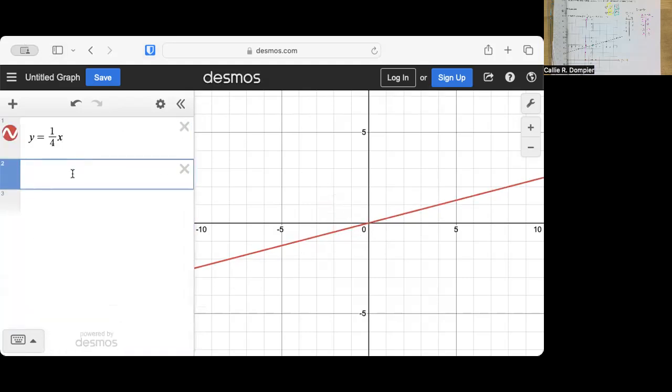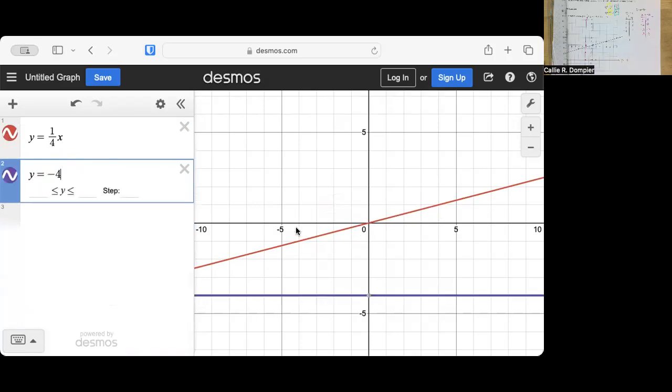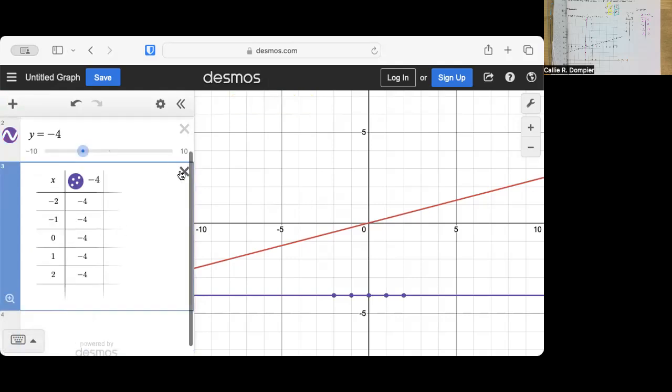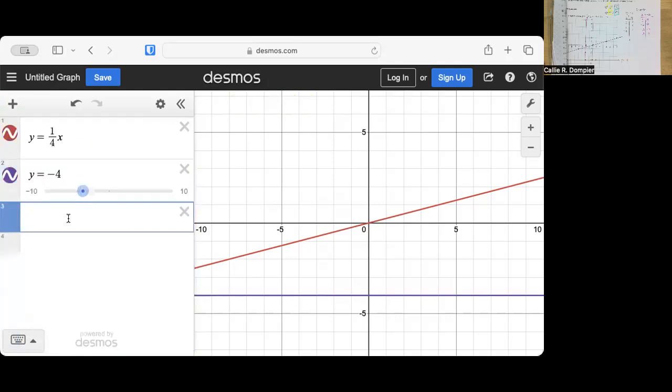Next one was y equals -4. There's our straight line. Here you can make a table. When x is -2, y is -4. No matter what x is, y is still -4. Last one. X is 2, y is -2. All right, and so that should look like what we have on our paper.